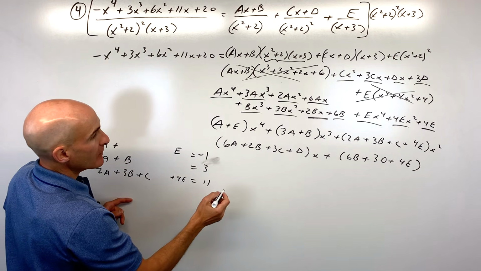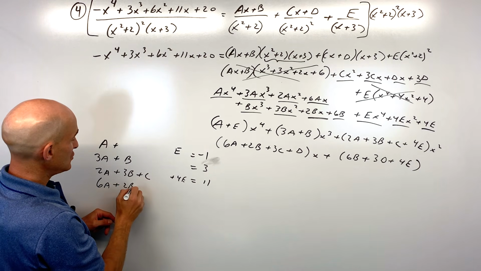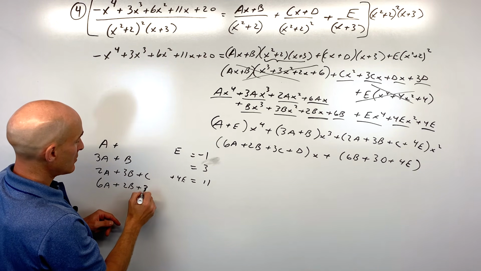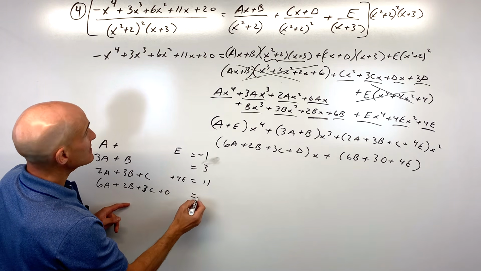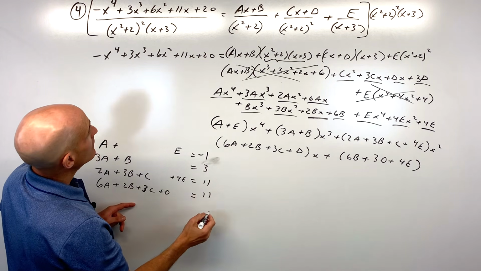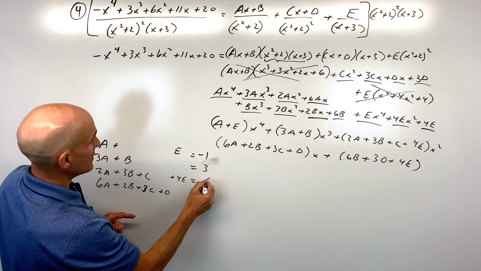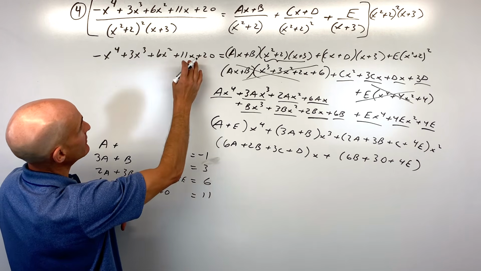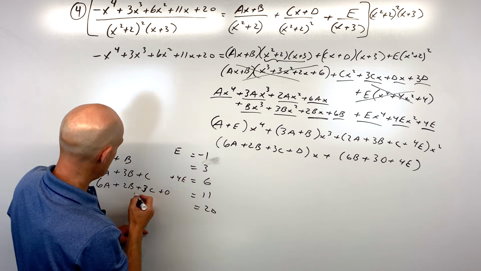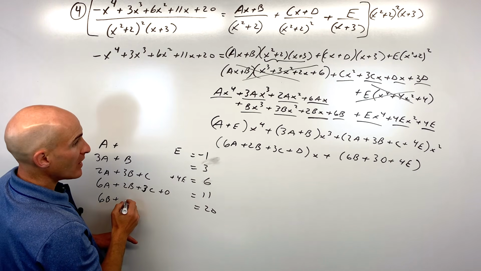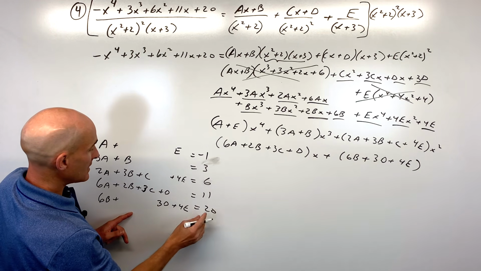And then for the x squareds, we have 2a plus 3b plus c plus 4e is equal to 6. And then for the x's, we have 6a plus 2b plus 3c plus d is equal to 11. That's for the x's. And then for the constants, we have 6b plus 3d plus 4e is equal to 20.